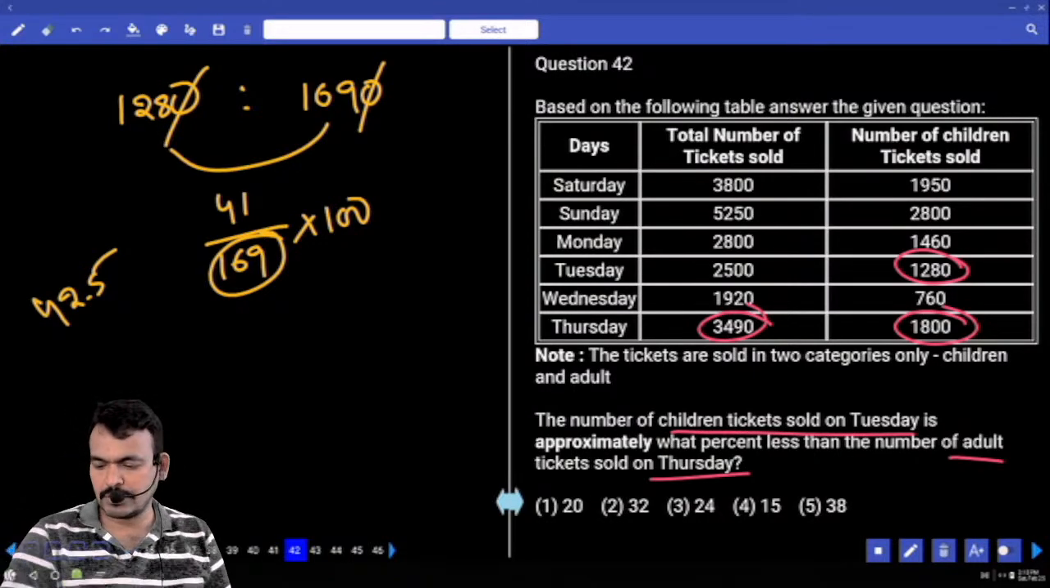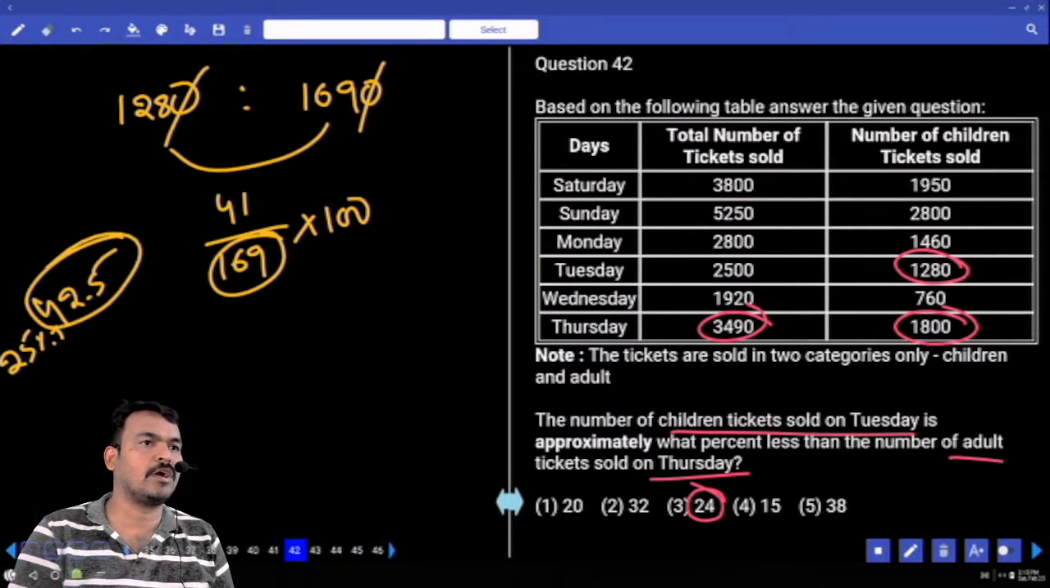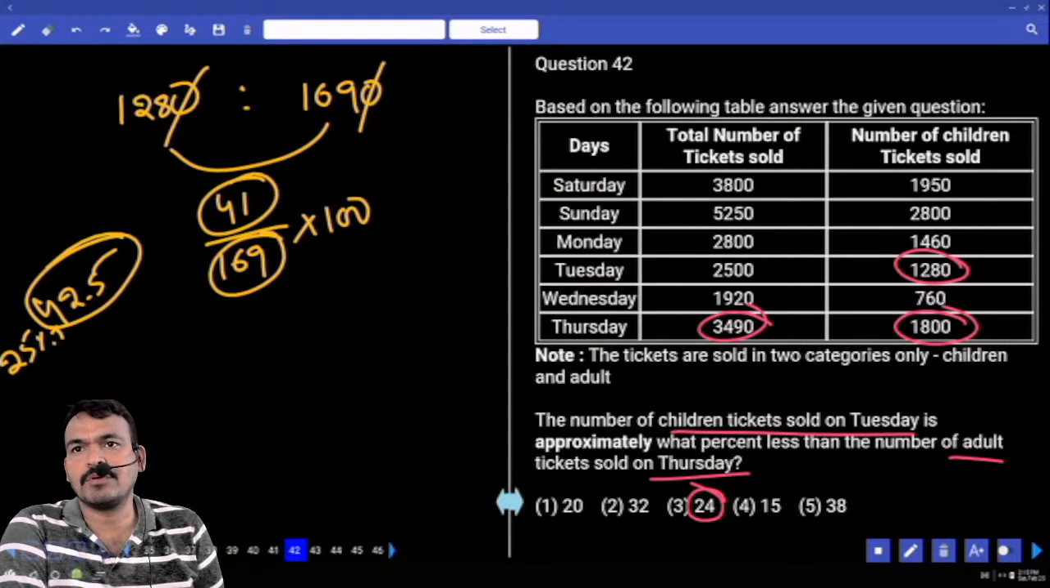Then the answer is nearby 25%. Which option is nearby 25? 24. Is it the 25% value or not? What is the 25% value? 42.5. Is 41 closer to 42.5 or not? Then the percentage is also closer to 25%.